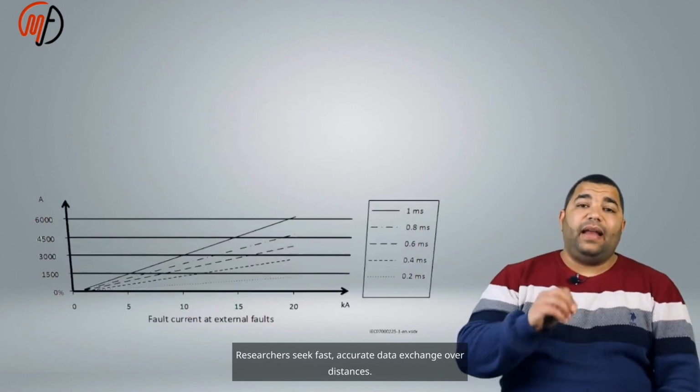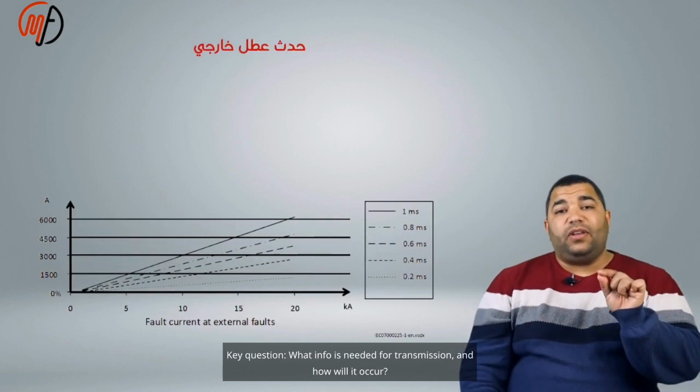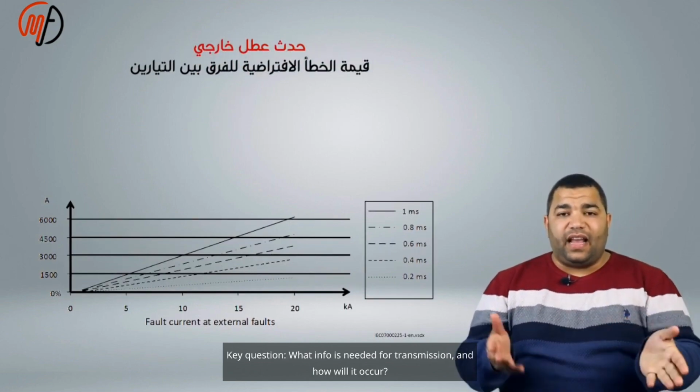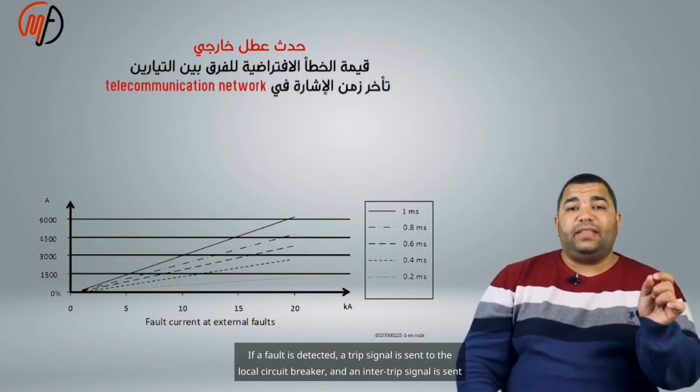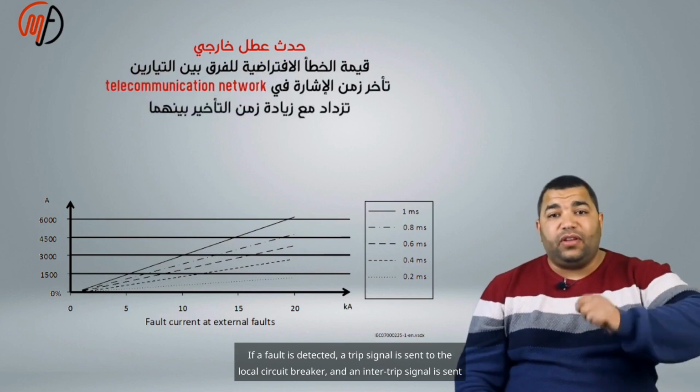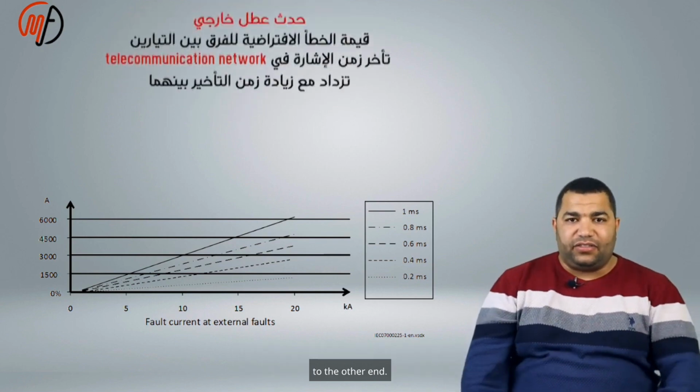Researchers seek fast, accurate data exchange over distances. Key question: what information is needed for transmission and how will it occur? Crucial data includes the current value from the other end. If a fault is detected, a trip signal is sent to the local circuit breaker and an inter-trip signal is sent to the other end.